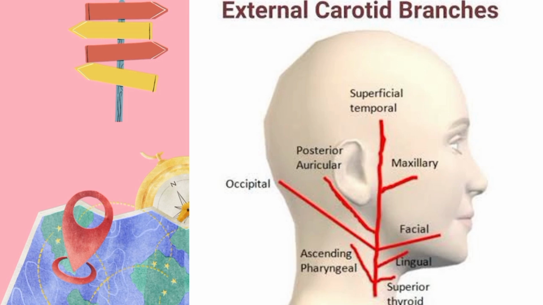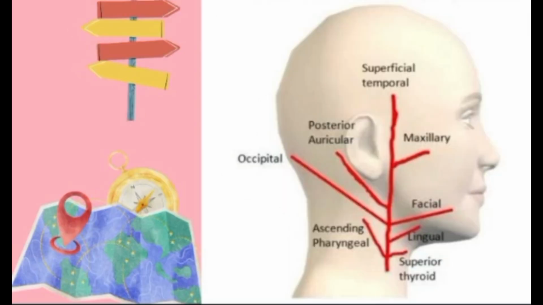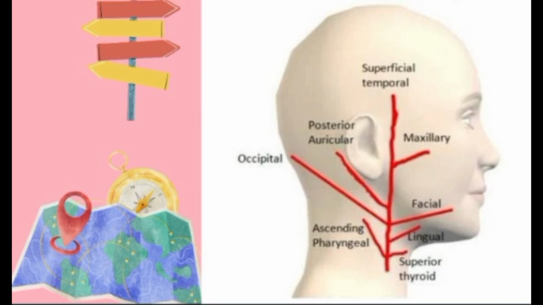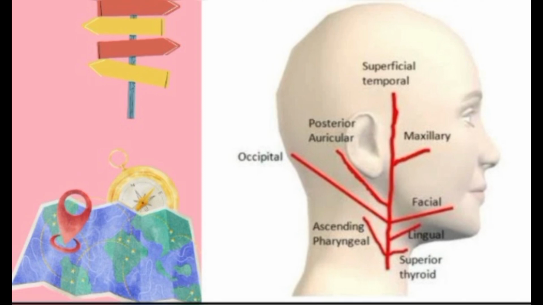Then there are 2 terminal branches. Superior one is actually superficial temporal artery, and the little lower one is maxillary artery. And from maxillary artery, there is a little branch that arises called middle meningeal artery. If you injure this middle meningeal artery, extradural hematoma occurs.